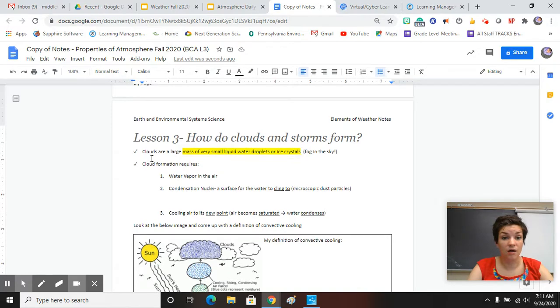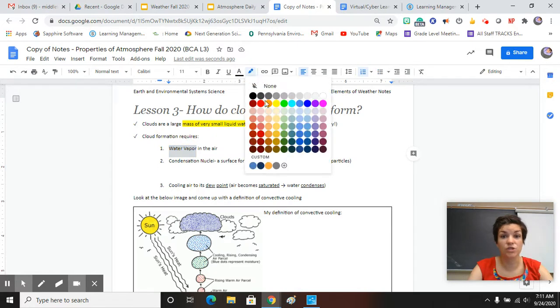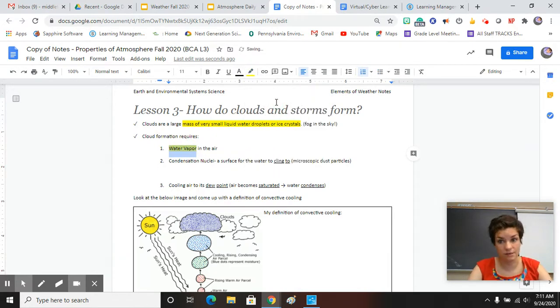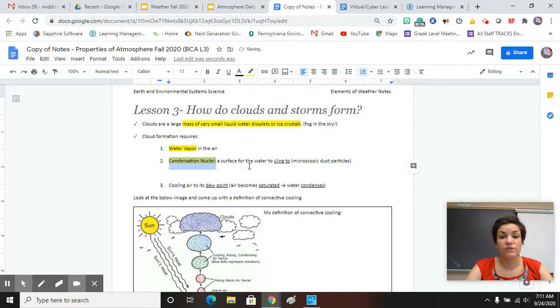All right. There's 3 things that cloud formation requires. Water vapor. Obviously, you have to have some kind of moisture in the air in order to get condensation to happen. Something called a condensation nuclei, and that is a surface for the water to cling on. So it can be like dust particles.